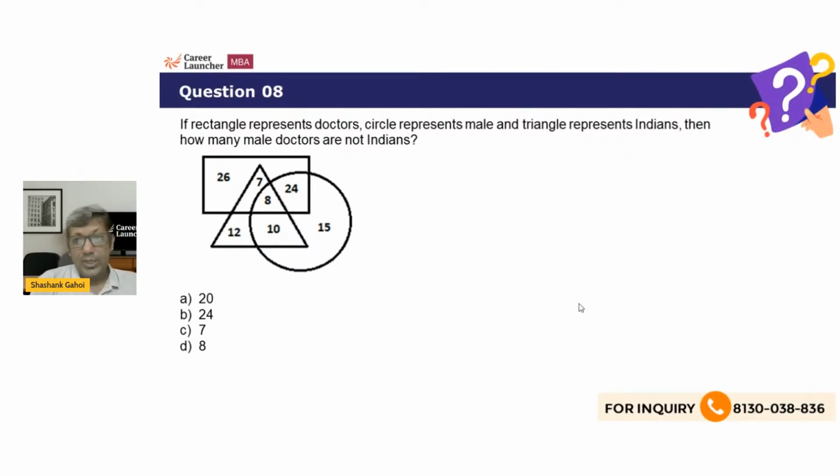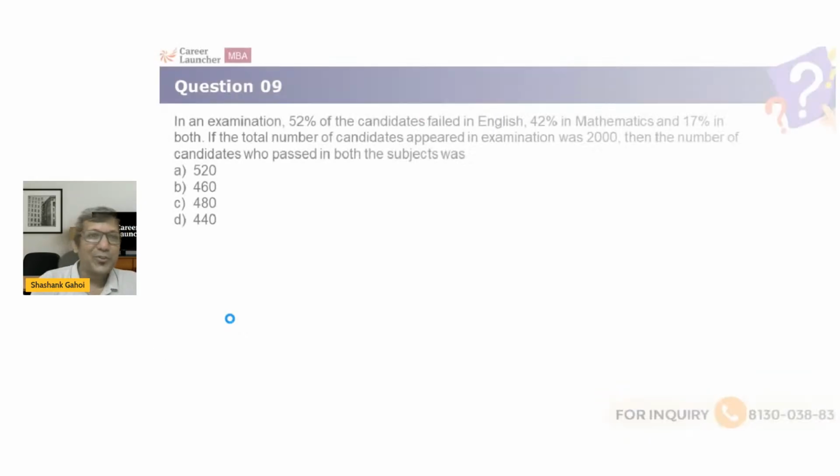So now let's look at this question. Rectangle represents what? Doctors. Circle represents what? Male. Triangle represents what? Indians. Then how many male doctors are not Indians? Indians is triangle. So this is rejected. Now I'm looking for male as well as doctor. That is 24. Got the answer. So basically, these kind of questions are just look and get the answer. So fairly easy one. Now let's move on to the next one.